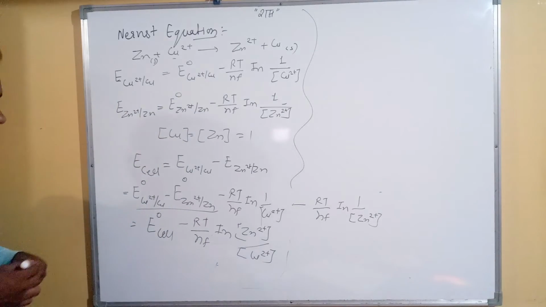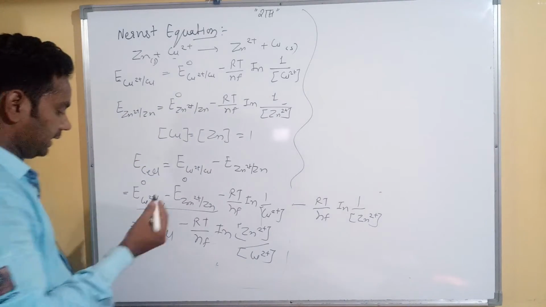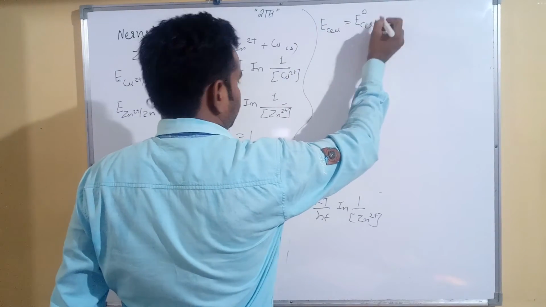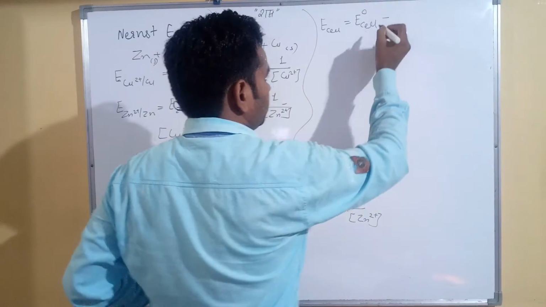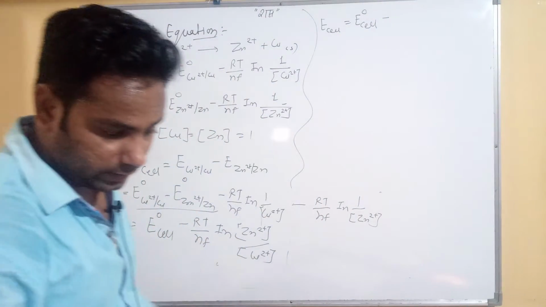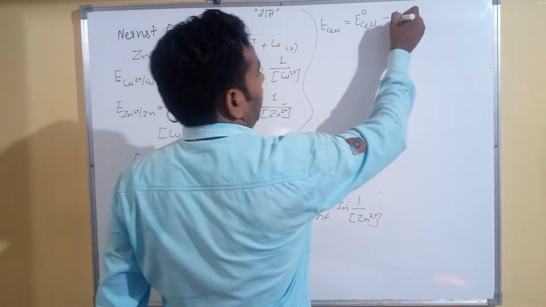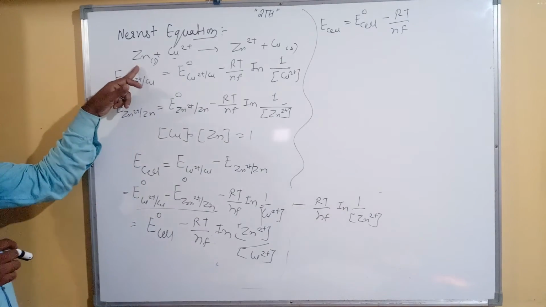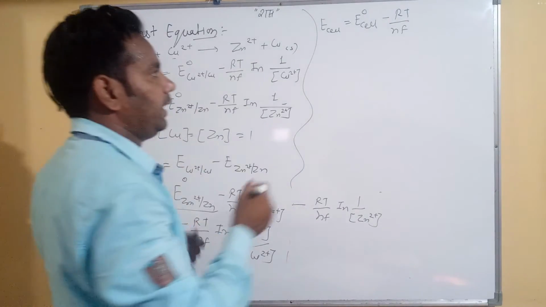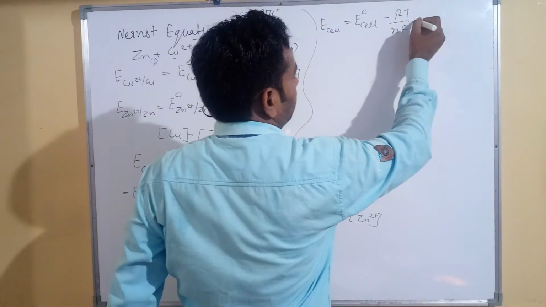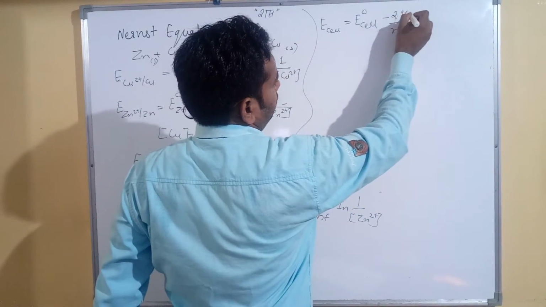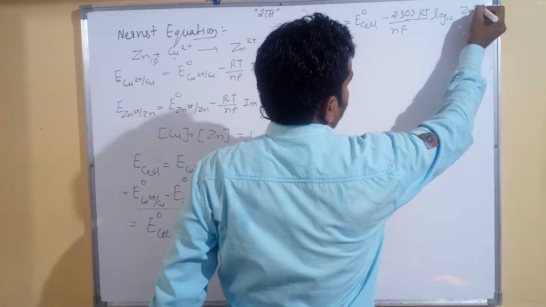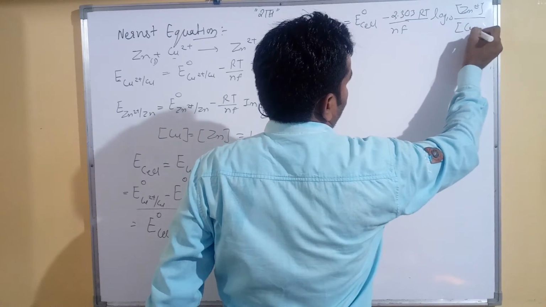Okay, now I change ln into log 10. So E cell is equal to E naught cell minus RT upon nF. Okay, I am right. But we know that now the value of n is 2. The value of n is 2. Okay, so don't forget. I put here 2.303 RT log 10 Zn2+ upon Cu2+.